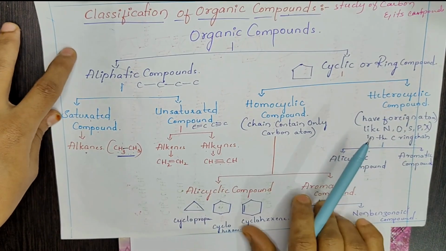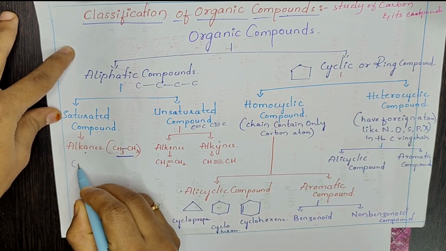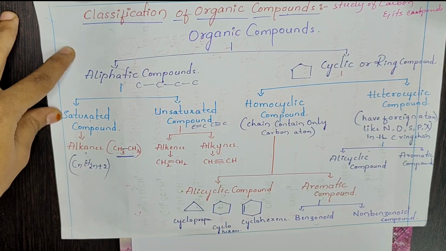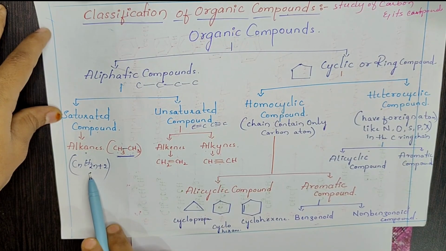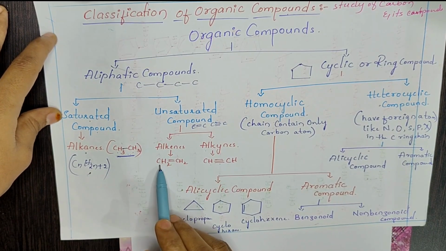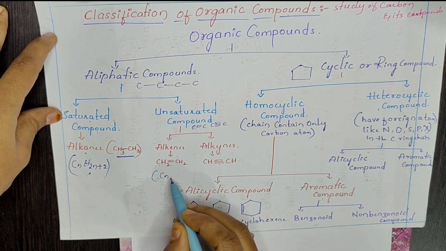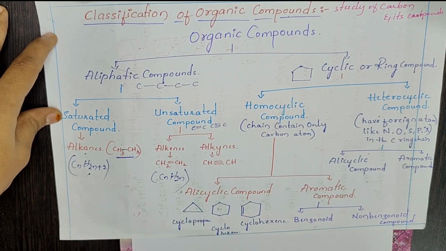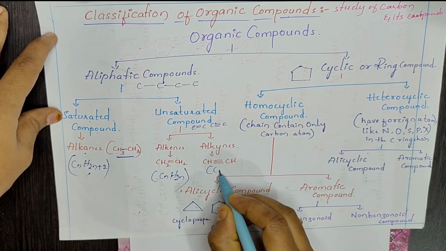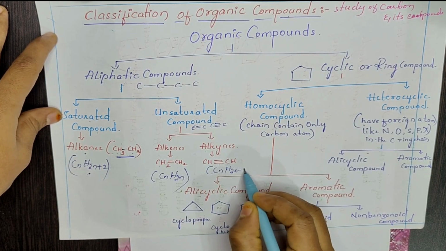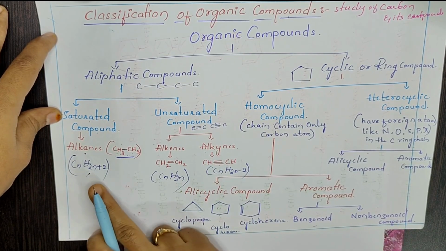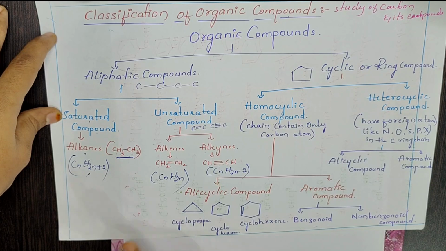Next, the general formula for the alkanes is CnH2n+2. This general formula can be used to calculate the number of hydrogen atoms present in the molecule. Next, the general formula for the alkenes is CnH2n. Next, the general formula for the alkynes is CnH2n-2. These formulas are used to calculate the number of hydrogen atoms present in the molecule.